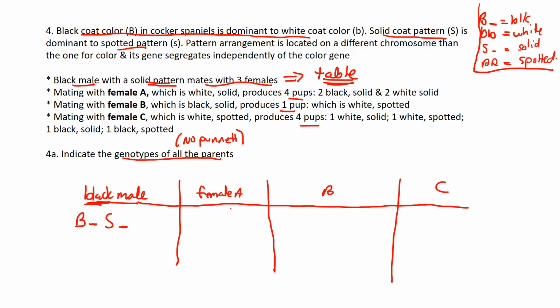Now he's hooking up with female A. Now, female A, what do we know about her? So we're going to put what we do know about her and align what we don't. She's white and she's solid. So if she's white, we go back and take a look at our legend. She must have little b's, has to. And if she's solid, she must have a capital S. And again, we don't know what the other allele is. Nowhere in that question or in that mating does it say if she's hetero or homo.